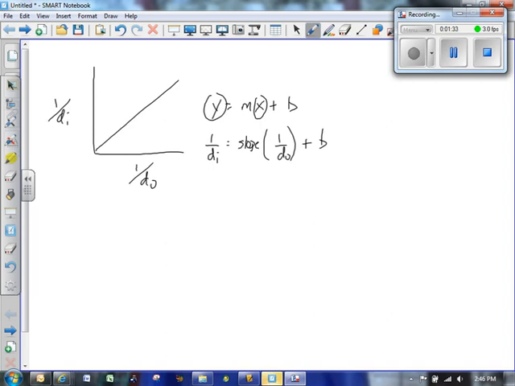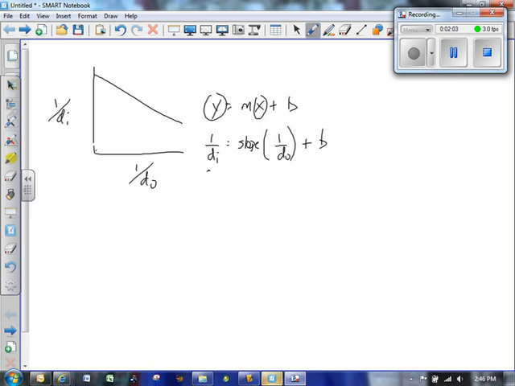Make sense? Actually, that's a bad graph because this one should be more like this. Still a straight line, right? So it's still described by y is equal to mx plus b. All we've done so far, not much, is written down y is equal to mx plus b and then replaced y with whatever's on the y-axis. That's 1 over di. Replaced x with whatever's on the x-axis, 1 over do. And then I changed the m to a slope, and I did that only because I don't want to get the slope mixed up with mass.